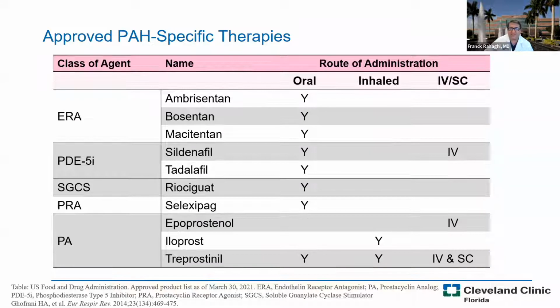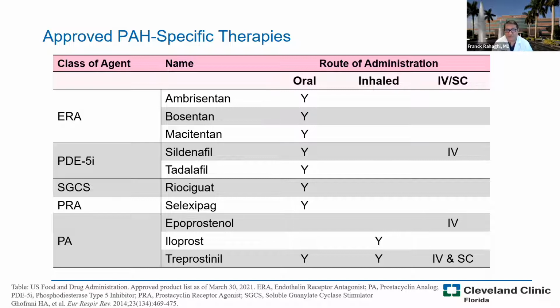So the specific therapies that are approved in the US, basically 3 broad categories: the endothelin receptor antagonists, ambrisentan, bosentan, macitentan, PDE5s, sildenafil and tadalafil, soluble guanylyl cyclase stimulators, which is riociguat, that works a little bit upstream from PDE5 inhibitors.